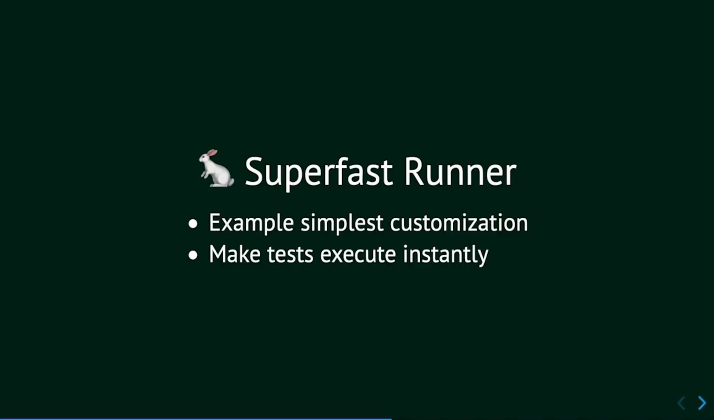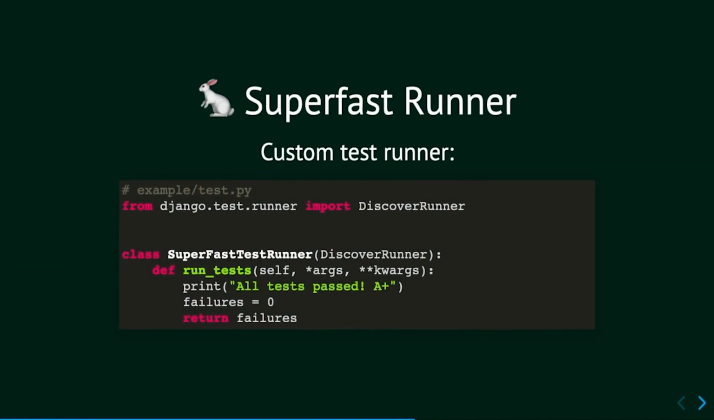So let's try that. Let's make the simplest possible customization and create a very fast test runner that skips all of that work that we've been looking at and simply outputs an A+ result. This will make our tests execute instantly and might impress some people. Our first step would be to subclass Discover Runner in a module. Here I've used example/test.py, and within that class we're going to make one straightforward replacement of the run tests method.